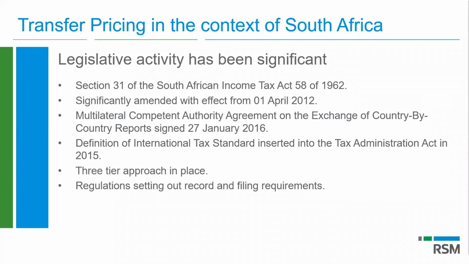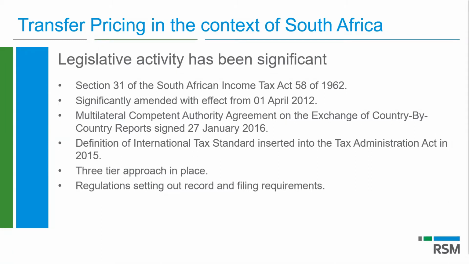And really that amendment in terms of the 1st of April 2012 was to look to align our legislation with international norms, to align our legislation better with the OECD guidelines, and then to ensure that we were in a position where we were able to comply with the multilateral agreements. The next step was the definition of international tax standard that was inserted into the Tax Administration Act in 2015.